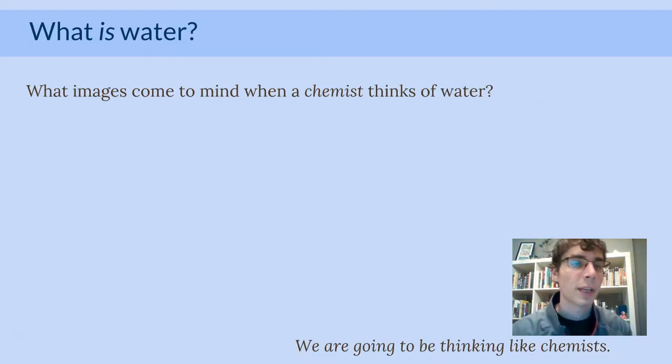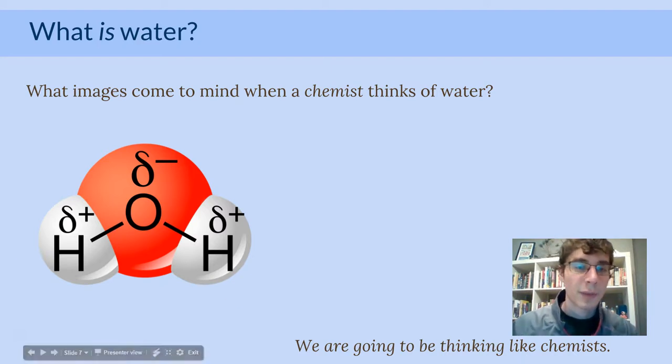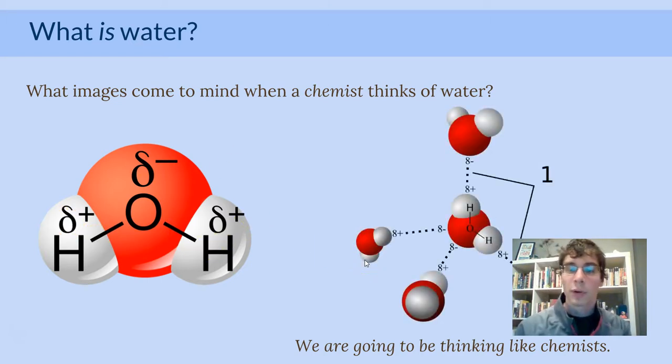All right, so we thought about what images come to mind when you think of water. What does a chemist think about water? Probably something a little bit different, and it might look something like this. Chemists think of water as H2O. In this case, we have oxygen bonded to two hydrogens, and we have this special little symbol right here with a negative and a positive. We will be talking about those in just a minute. It turns out that they're pretty important because those pluses and minuses end up influencing how water molecules interact with each other. And today we are going to be thinking like chemists when we think of water.